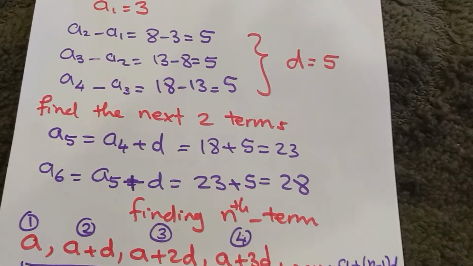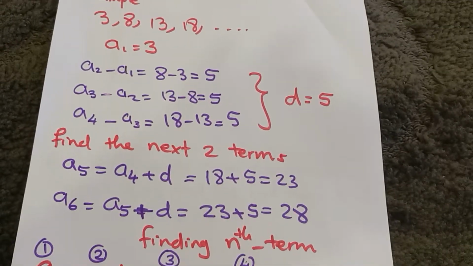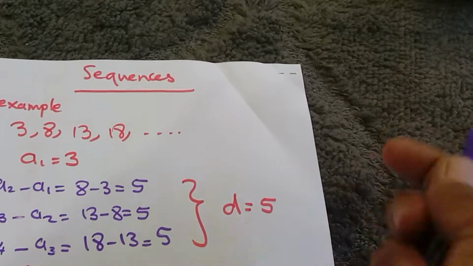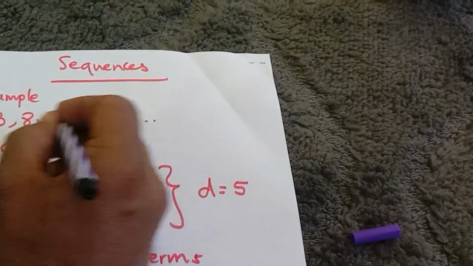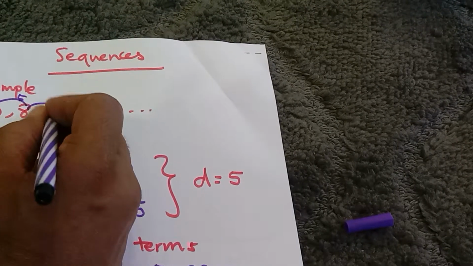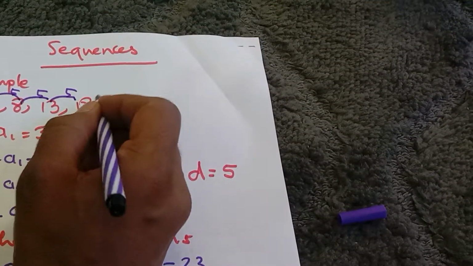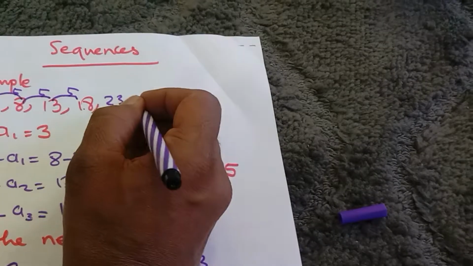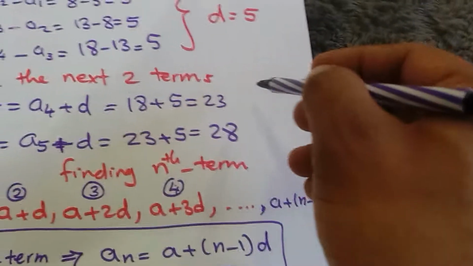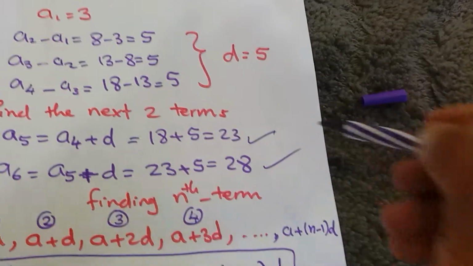Sometimes they ask you to find the next two or three terms. Then what you need to do is just add 5 every time. So if you add 5 here, you get 23. Then you add 5, you get 28, and so on. So these are the next two terms.